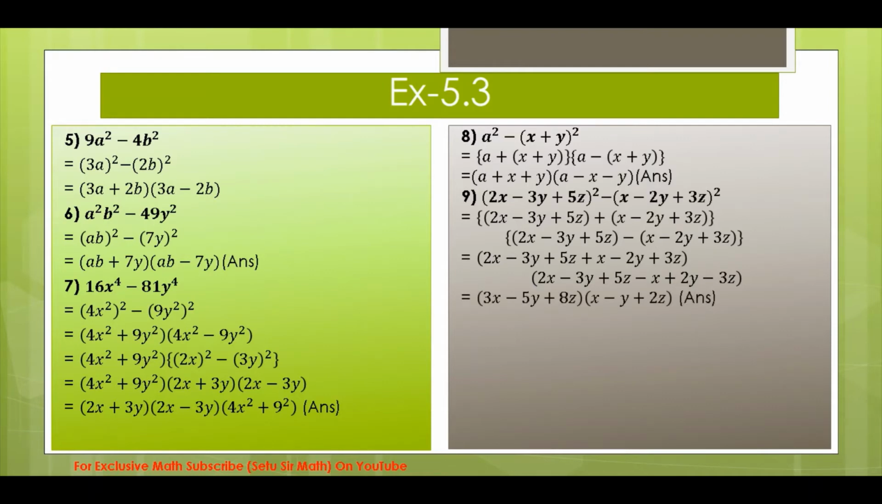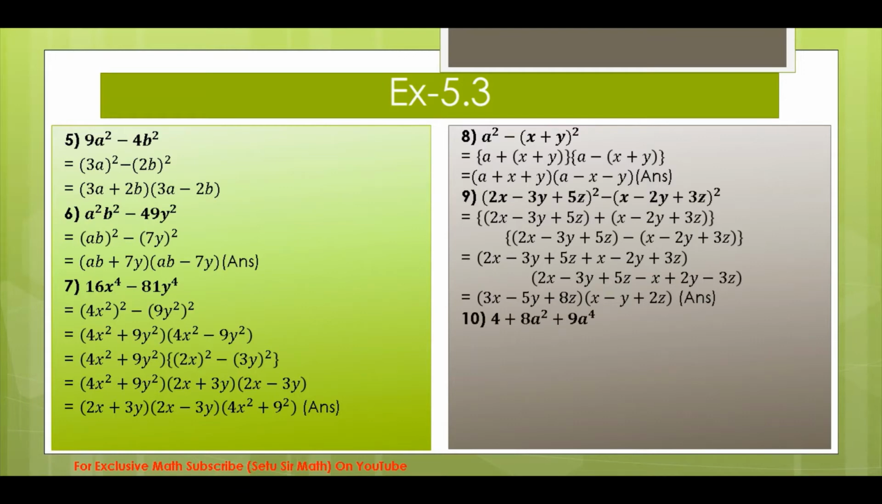So if you add 2x plus x, that would be 3x, minus 3y minus 2y, that would be minus minus, that would be plus 5y, and the sign will be the bigger number sign, and in here bigger number is 3y, so the sign will be minus. 5z plus 3z, that would be 8z. The same thing in the second expression. So this is the answer.